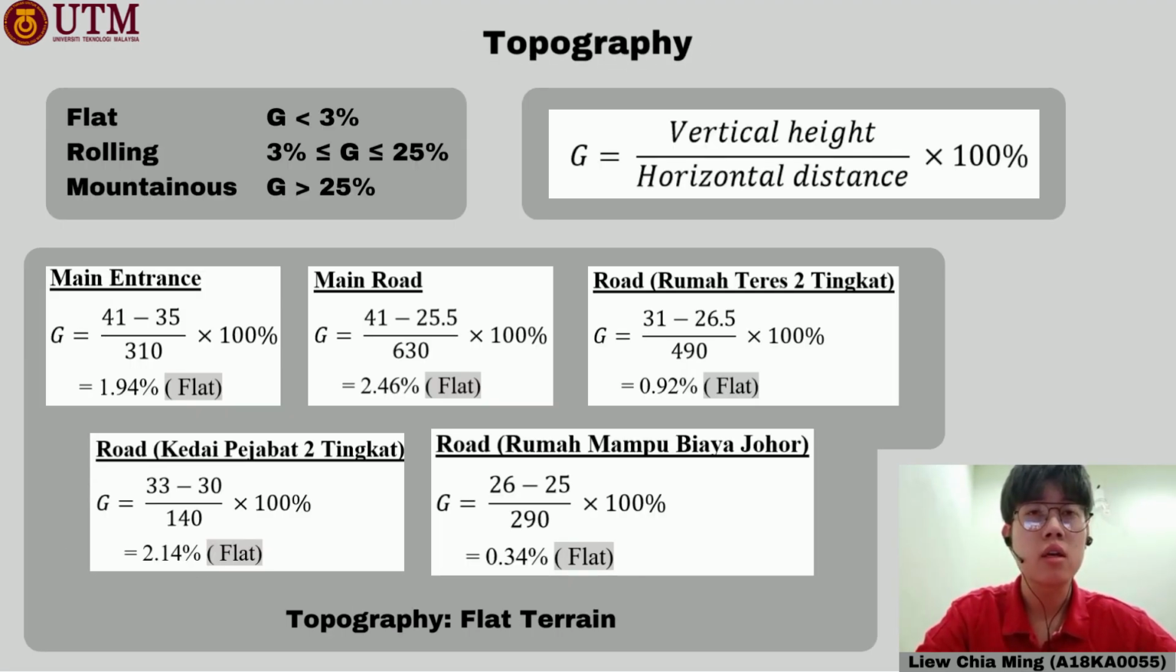Before that, we need to examine the topography of our project area. There are three types of terrain which are flat, rolling, and mountainous. The criteria and the formula of G are shown above. The vertical and the horizontal distance are taken from the drawing and based on the proposed level by the earthwork department in IDP1. So as a result, the topography for the project area is all considered as flat terrain.